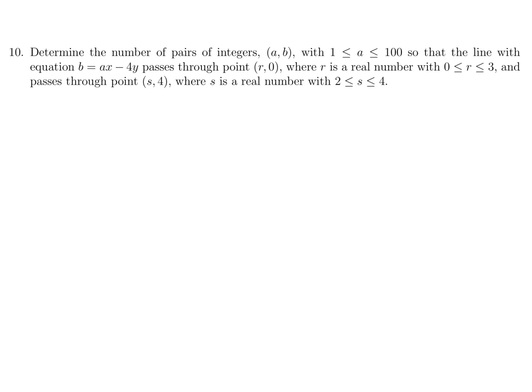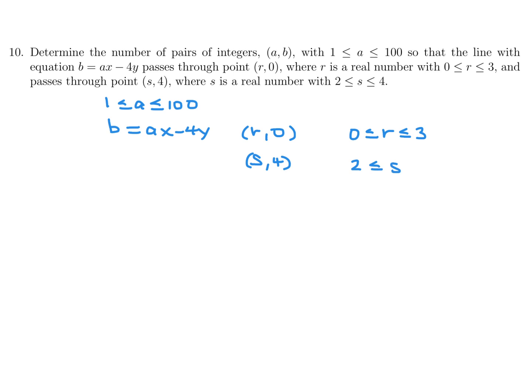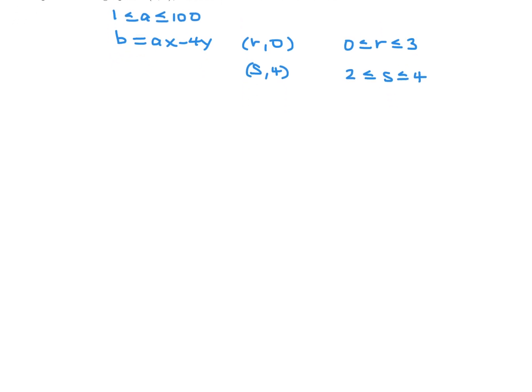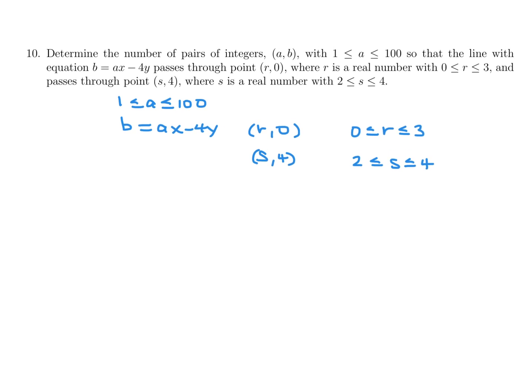Okay, boy. We got one. Let me just set this up here. A and then b is equal to ax minus 4y. Okay. And we've got (r, 0) that satisfies that equation, and r is between 0 and 3, according to what they're saying. And (s, 4) also satisfies the equation, and s is between 2 and 4. So I think that pretty much summarizes the question. Not much to work with, but what are we asking for here? The number of pairs (a, b).